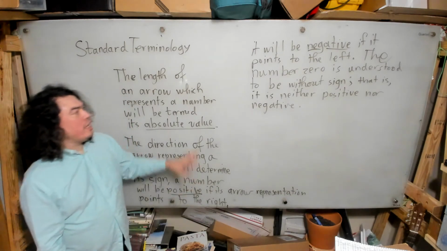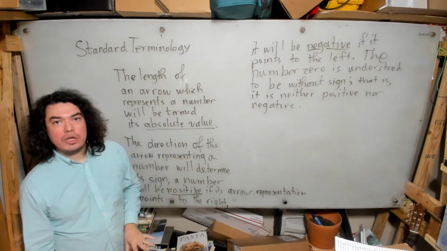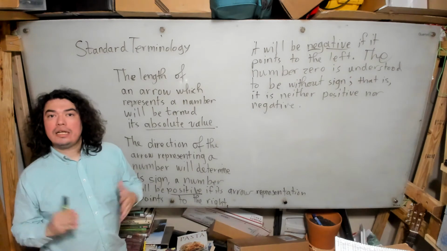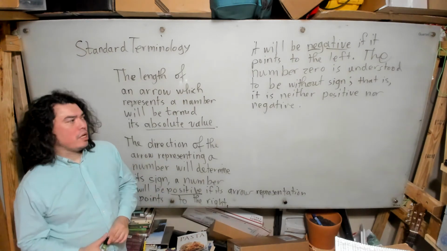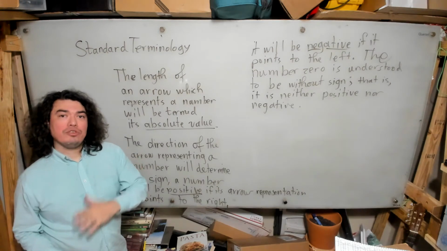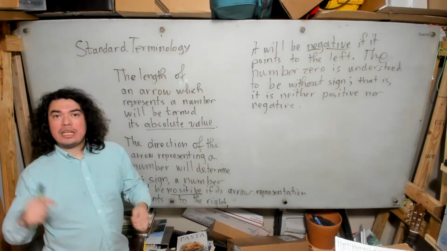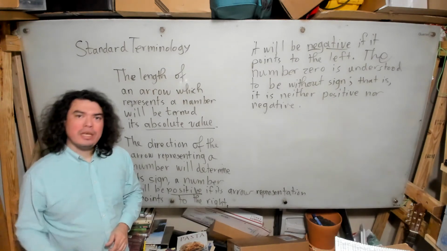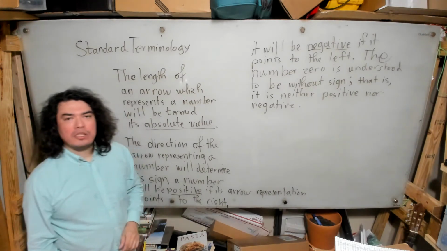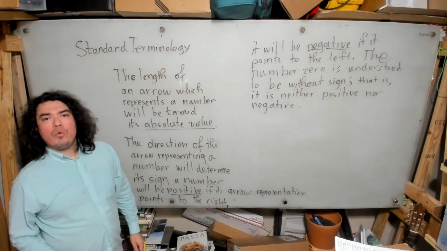Okay? The absolute value of a number is always positive, okay? Because it represents the length of the arrow representing that number. Except for 0, the absolute value of 0 is always 0. So the absolute value of a negative number will be positive, the absolute value of a positive number will be positive, and the absolute value of 0 will be 0.